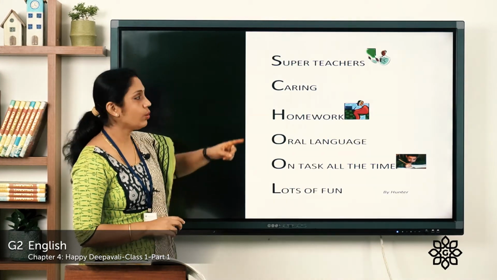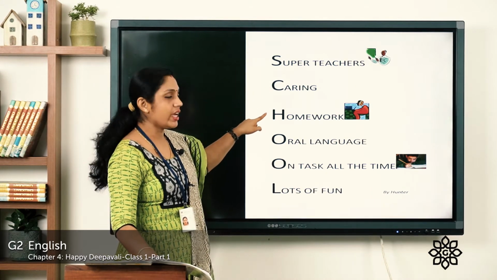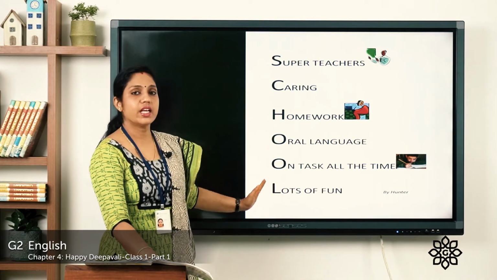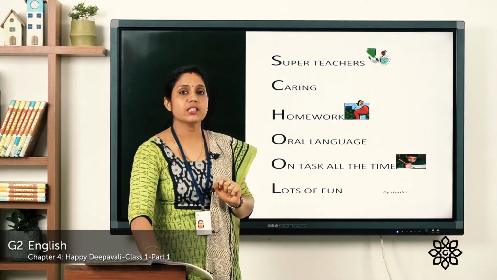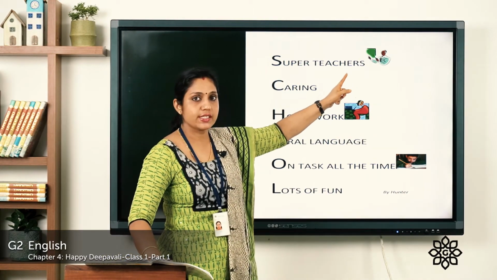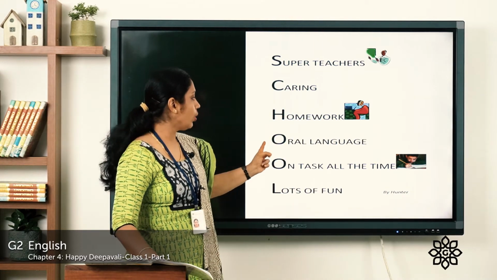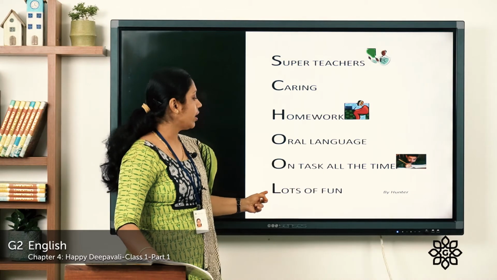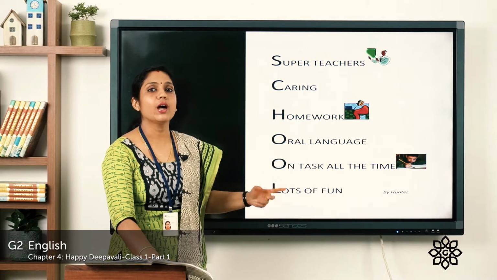here you can see the word school has been written vertically. S-C-H-O-O-L. The word school has been written vertically, that is downwards, and from each letter we have to form words. This is an acrostic poem. So with S, it's formed: super teachers; C, caring; H, homework; O, oral language; O, on task all the time; L, lots of fun. So with the word school written vertically, a poem has been written.